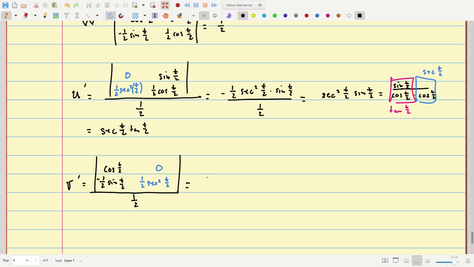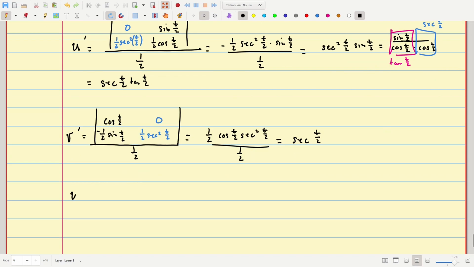Okay, this is 1/2 cosine t/2 times secant squared t/2, all over 1/2. The 1/2s divide out, and we know that cosine and secant are reciprocals, so all that's left is just secant of t/2. And so you would need to write down the integral of secant, which is a formula that we should know from Calculus 2. If you have trouble remembering that, put it in your note sheet.